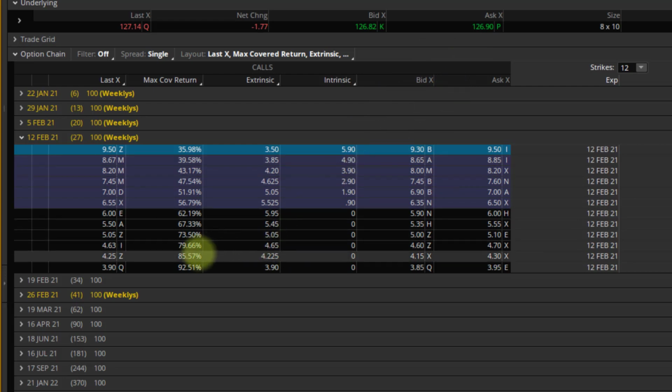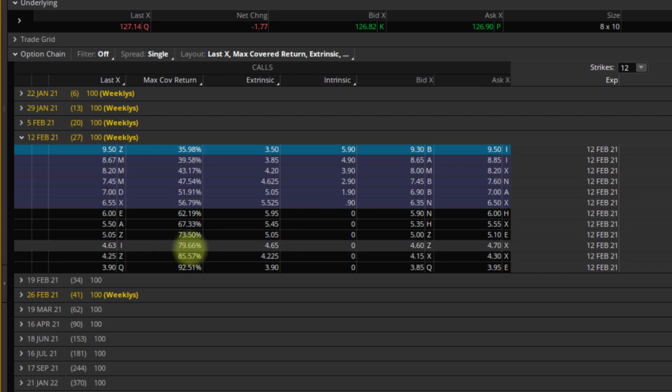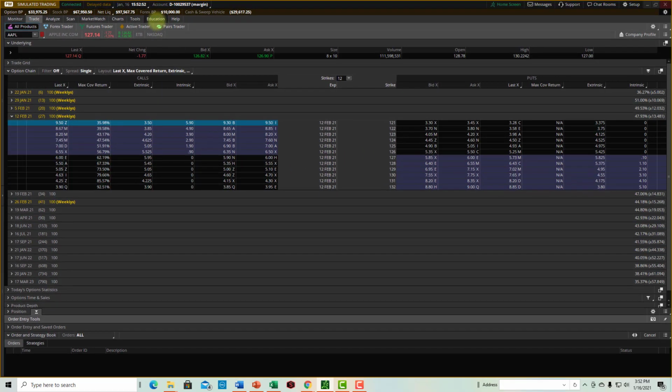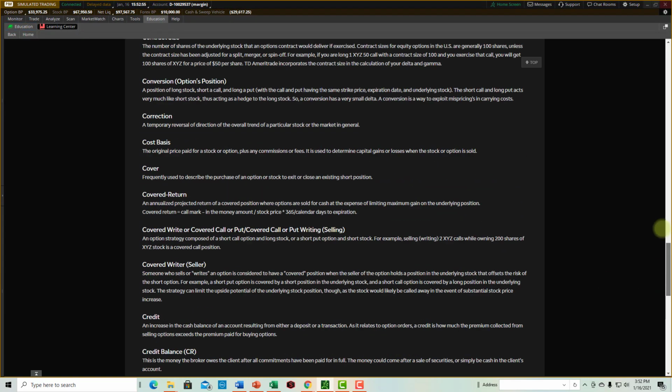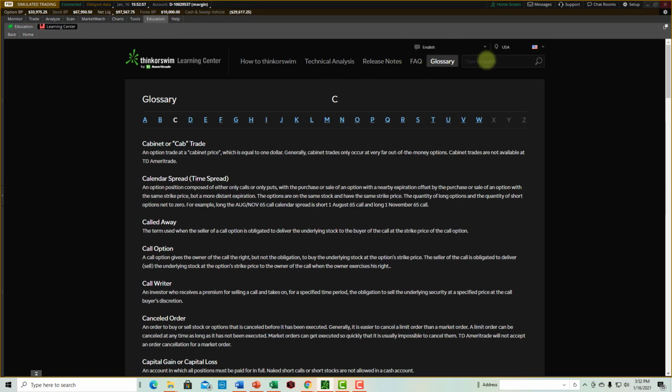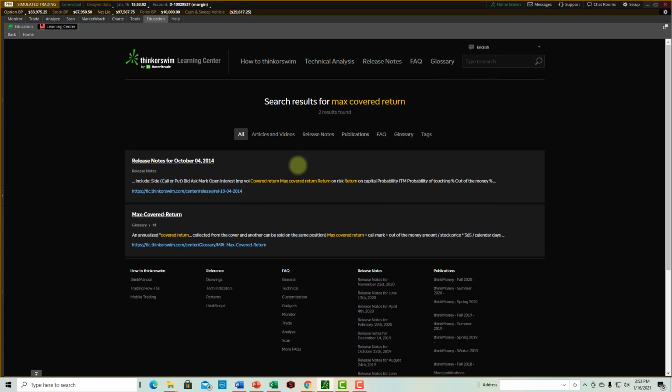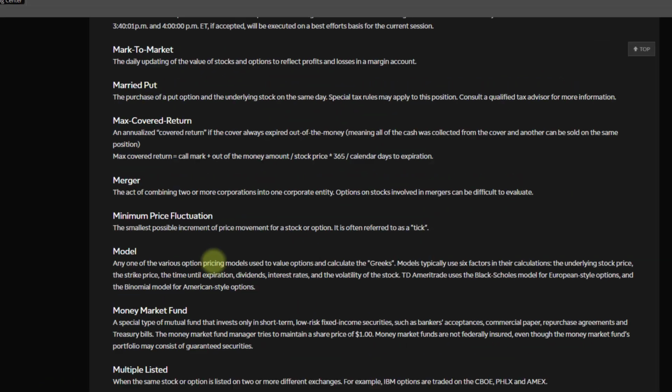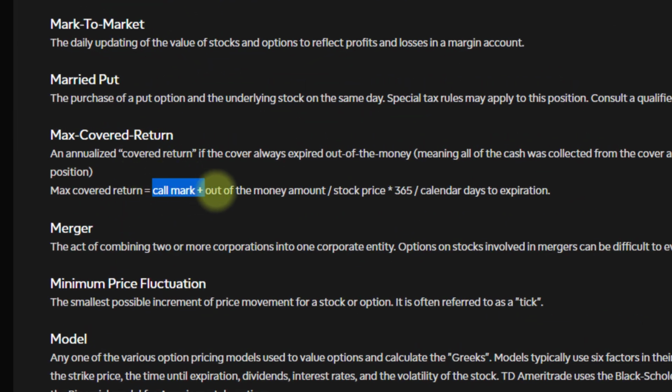And if you do that, you're going to find that it comes up to be 82.5%, and yet TOS is coming up with 79.66, or about 80. So again, a little bit off. And if you go back to the Education Center and we go to the max covered return, then you'll see right there, it's exactly the same formula. It takes the call mark plus the out of the money amount, it's exactly what we did, divided by the stock price, and then we annualize it.